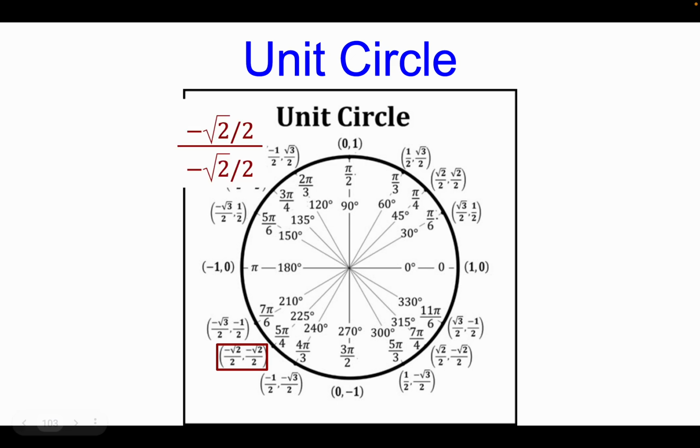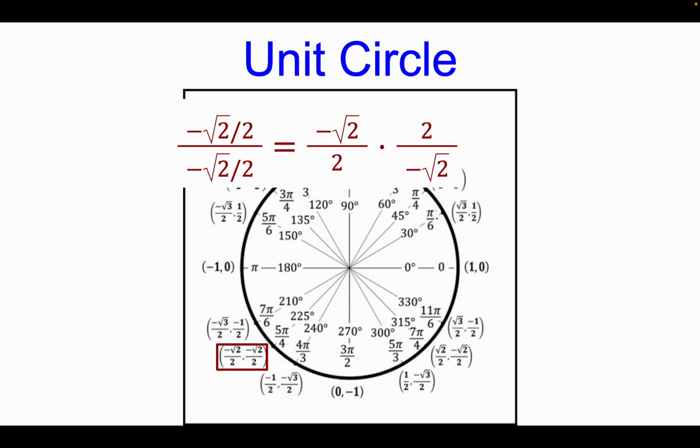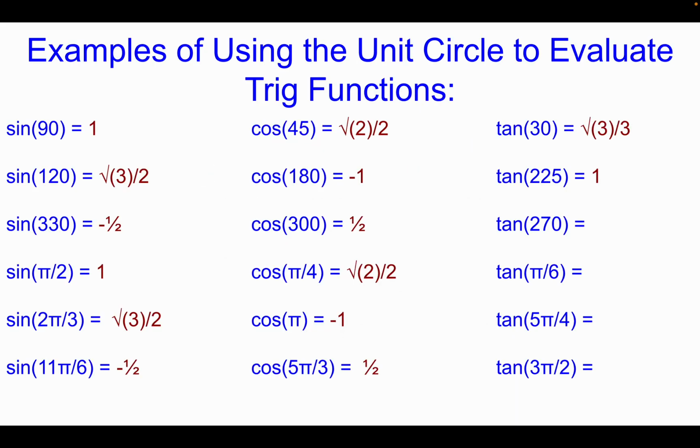Negative square root of 2 over 2 divided by negative square root of 2 over 2. So again, we can flip the denominator. This is going to become 2 over the negative square root of 2. The 2's are going to cancel out. The negative square roots of 2 are going to cancel out. So really we're just left with 1 for this one. So the tangent of 225 is 1.